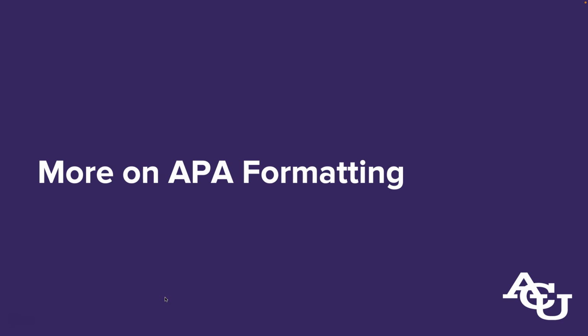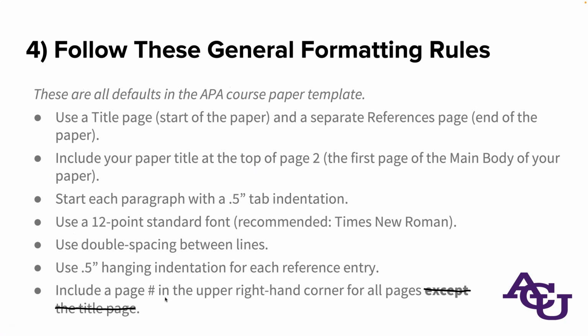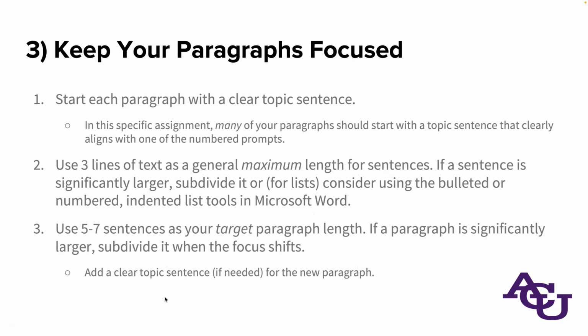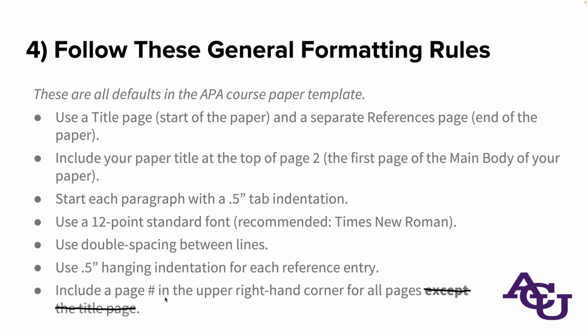Alright, let's talk some more about APA formatting. But first we're going to review those rules, or those guidelines. Start with the template. Use the instructions you are given as a guide for how you should organize it. If they list things in a particular order, write about them in that order. Keep your paragraphs focused and generally 5 to 7 sentences in length. Follow the normal rules for how your information should look in APA style: your paragraphs all have the first line indented, you have your references with a half-inch hanging indentation, and double spacing. Basically, if you use our template, it should look like this.